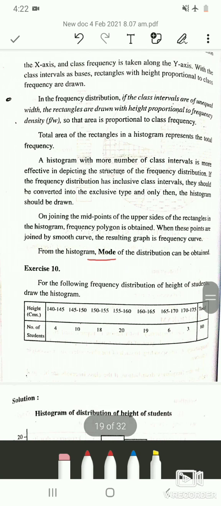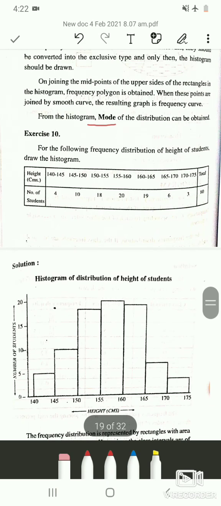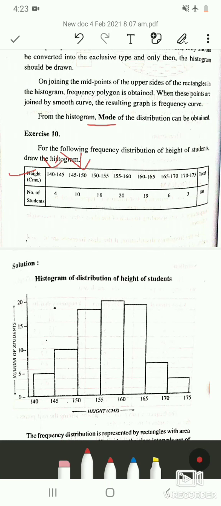So let us see examples on histogram. The first example is, for the following frequency distribution of heights of students, draw the histogram. So here heights in centimeters is given. The first class interval is 140 to 145, 145 to 150, 150 to 155, so on till 170 to 175. Corresponding frequencies, that is number of students, are given. So 4, 10, 18 up to 3, and the total is 80.